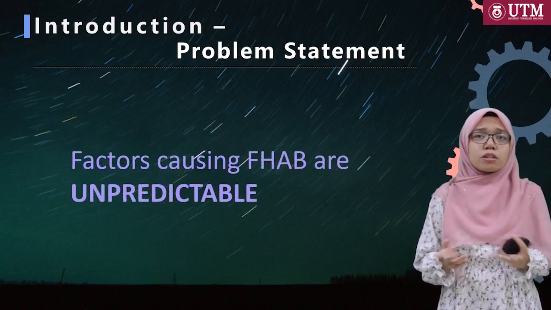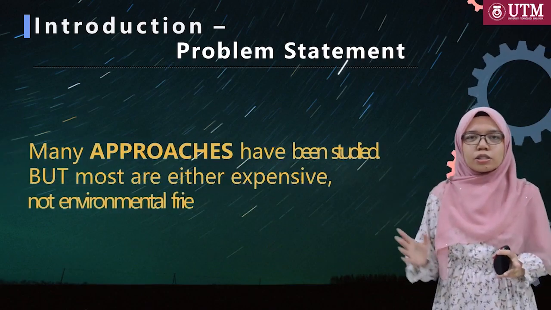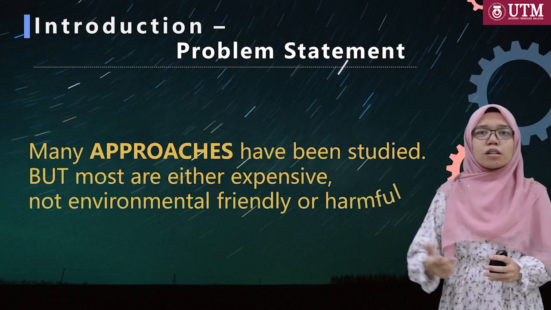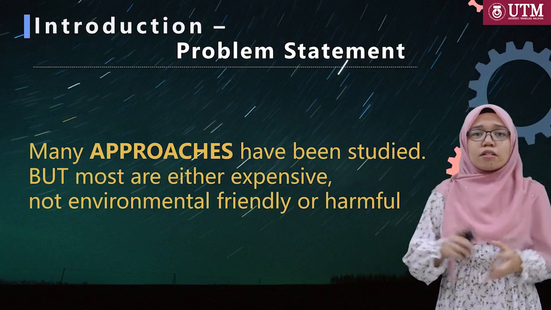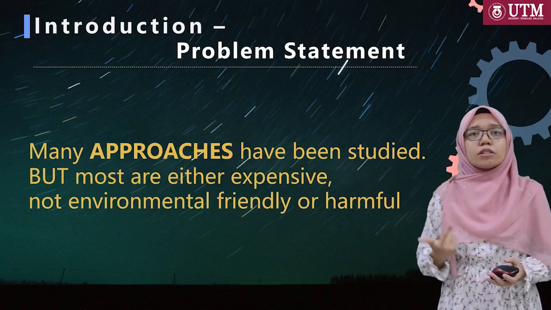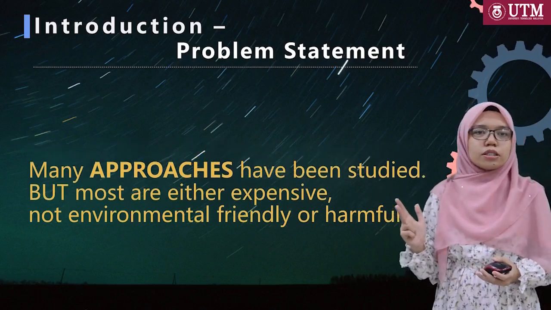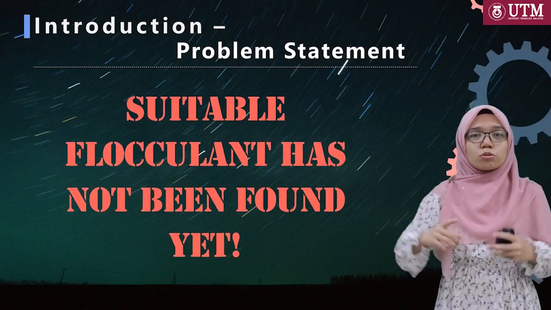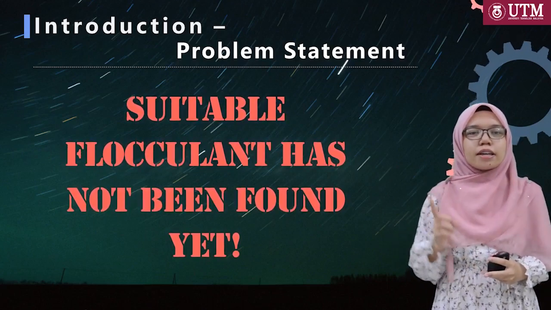have already been acknowledged. Hence, there are lots of methods that have been established, physically, chemically, or even biologically, but all seem to be inefficient. Either they are expensive, not environmentally friendly, or harmful as they are untargeted flocculants. So to date, a very suitable flocculant to control FHAB has not been found yet.